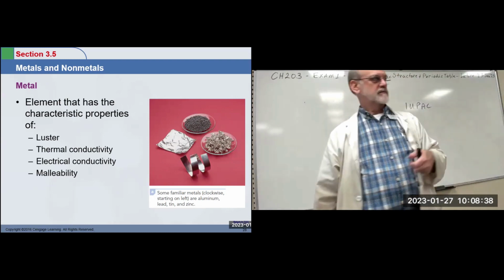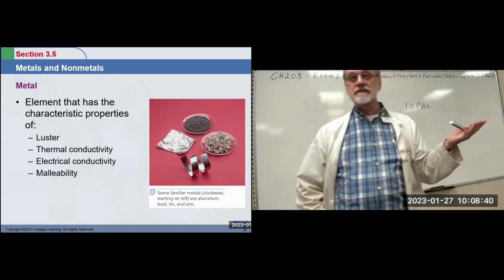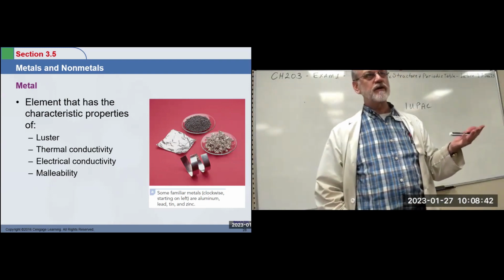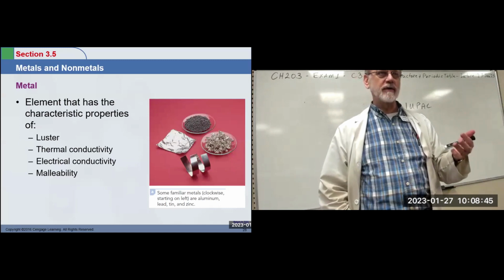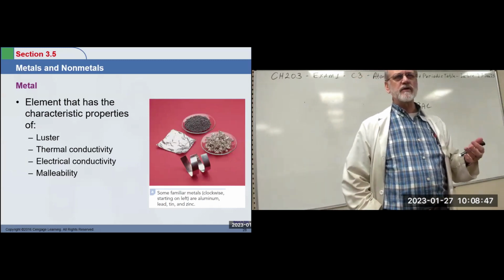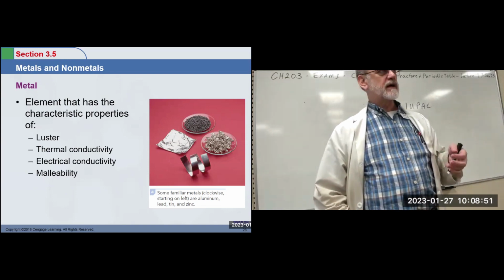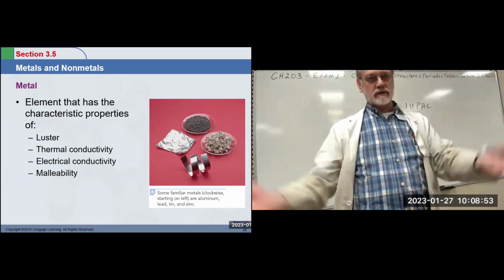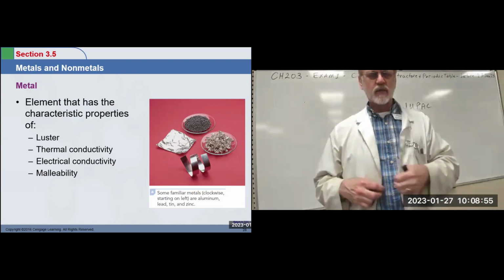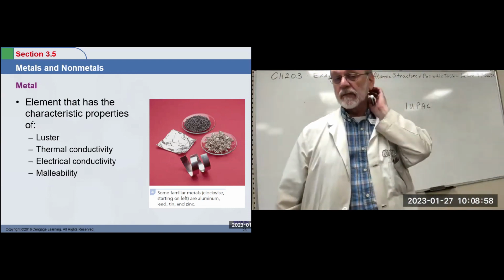So we use metals to make mirrors because they reflect. That's where the luster comes from. Most mirrors that you find in your bathrooms or in, my mother used to have an old one. It was round. I don't know where it is now. I think it was broken.